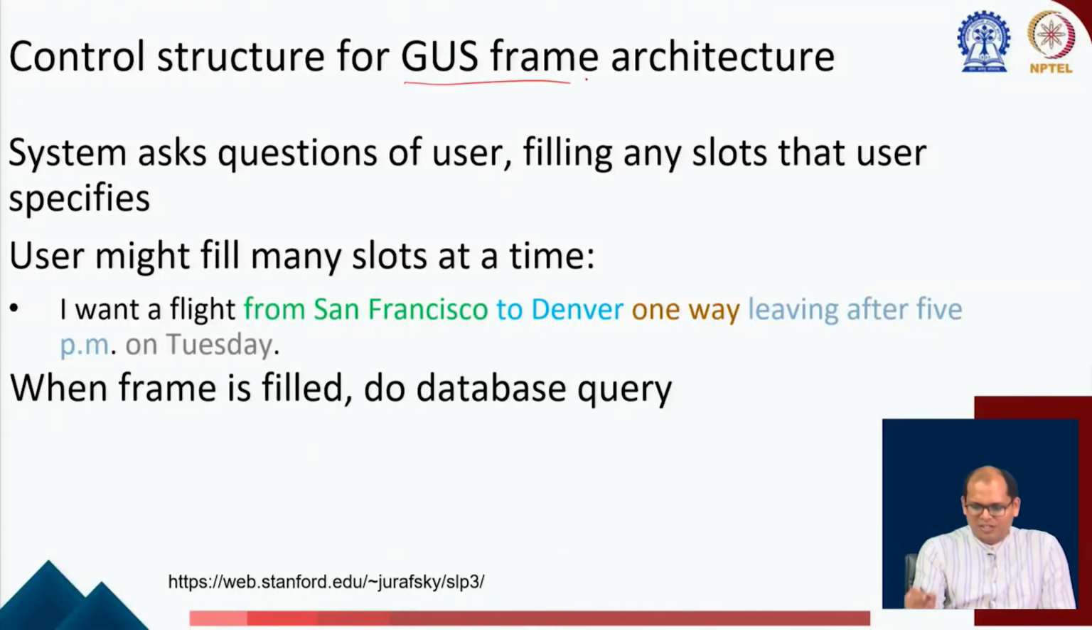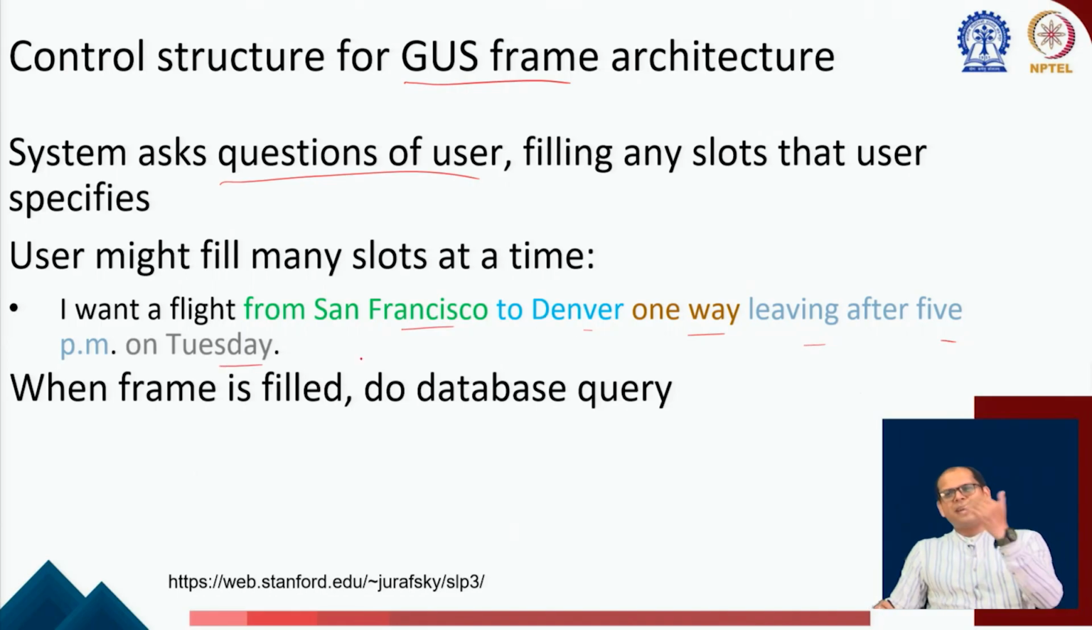So how does the control structure work for the GUS frame? Understand that we have frames and we have slots in the frames. The system will ask questions of the user, so that it can fill whatever slots from the user response, and it may happen that the same response can fill multiple slots, as we saw, right? It can be source, destination, multiple slots can be filled. Like here, I want a flight from San Francisco to Denver, one way, leaving after 5 p.m. on Tuesday. So you have many slots that are getting filled here, like what is the time you want to leave, what is your source, what is your destination, and what kind of flight, one way or round trip.